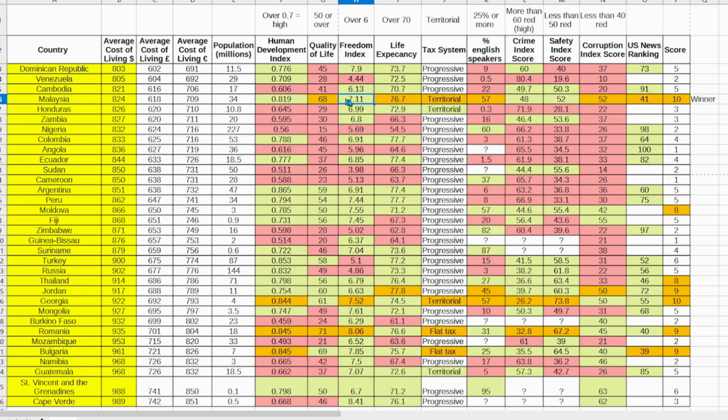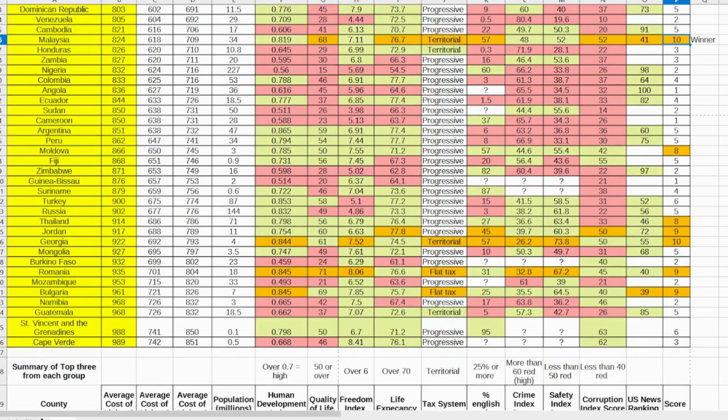The Freedom Index is 7.11. The life expectancy is 76.7. It's a territorial tax system. 57% of English speakers. The Crime Index score is 48, which means the Safety Index score is 52. The Corruption Index is 52, and the US News ranking gave Malaysia a rank of 41 out of 100, which is relatively very good. So Malaysia is the winner of Group C.